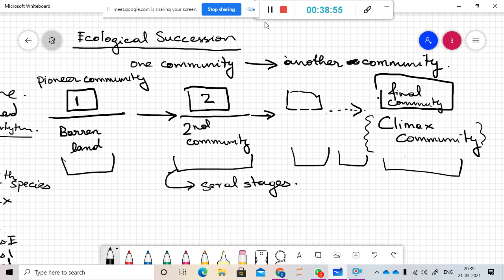Now there is an interesting thing which takes place. This progression from a barren land to the final community is known as primary succession.